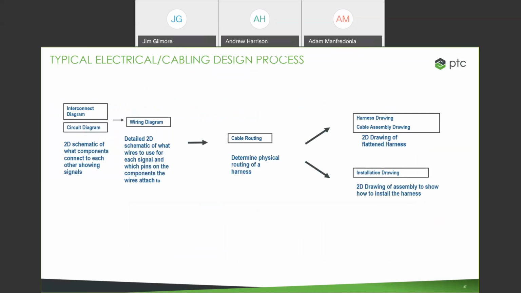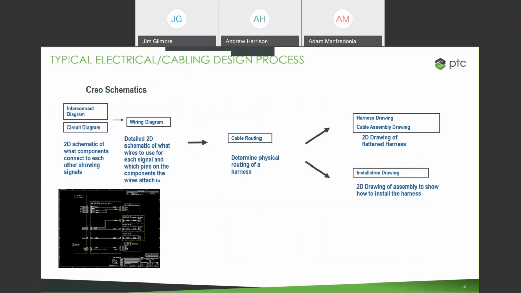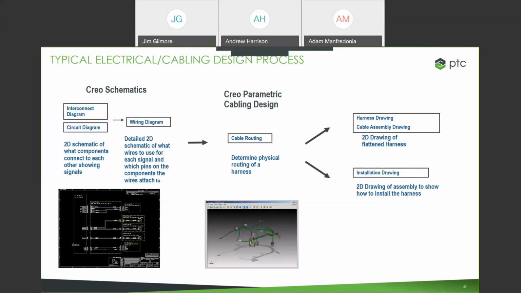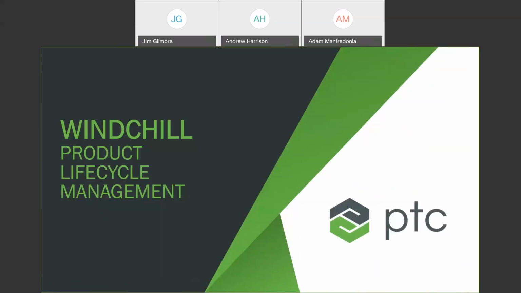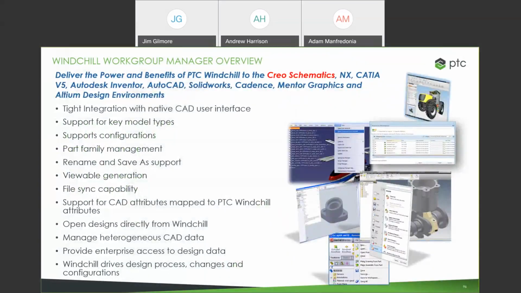So if we look at the overall process, I start out with Creo Schematics to create my diagrams. I export my XML. I pull that into Creo Parametric. I route my wires. I then jump right over into the harness manufacturing extension and create my 2D drawing. So these are the basic steps. And then all of this, of course, is managed through Windchill, using the Worker Manager as the interface to pass that data back and forth from Creo Schematics into the Windchill PLM environment to do all my data management, my configuration management, all that information within there.